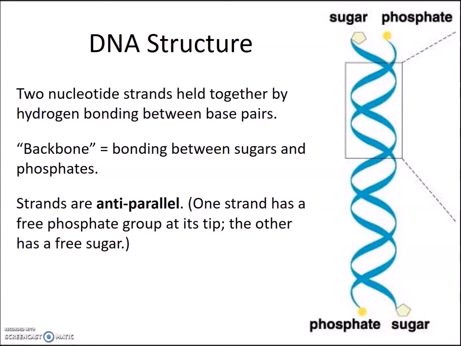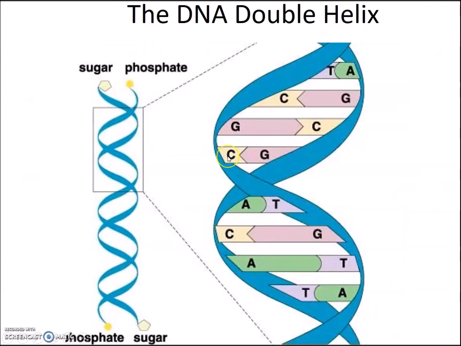The other strand, where there's a free sugar on one strand, there's a free phosphate on the other. Let's trace that strand all the way up. Aha, that's the one that has the free sugar group at the top of the molecule.